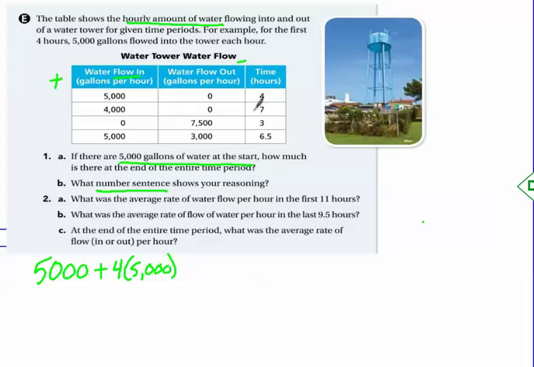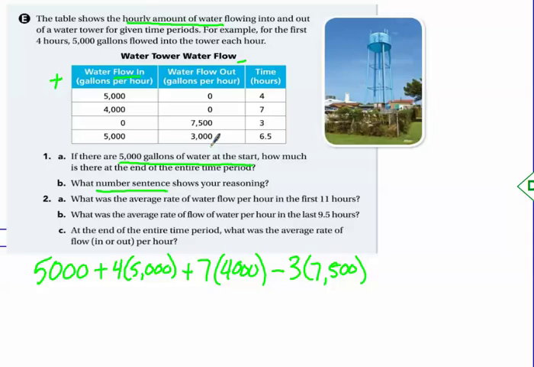Next, 7 hours, 4,000 gallons. Again, we're flowing in. Now, we're actually flowing it out for 3 hours, so because we're flowing out, it's going to be subtraction. And for this last one, we see that we're flowing in and we are flowing out.